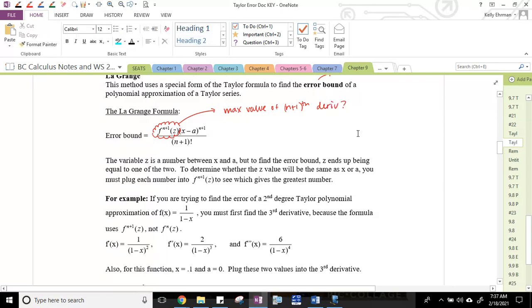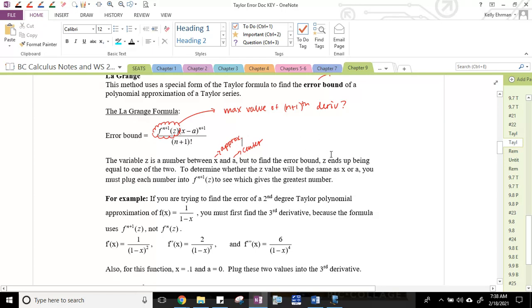There are a couple of different scenarios that we have. Sometimes this is really easy to figure out if we're looking at a sine or a cosine function, and sometimes it takes a little bit of work of finding patterns, depending on the function. If it's not sine or cosine, I've got to figure out a bit of a pattern. So this z that we're talking about is some number between x and a. Now they're saying a in this document. A is our center. So on yesterday's notes, we said c. But z has to fall somewhere between your approximation x, like what number are you plugging in, and the center c or a.